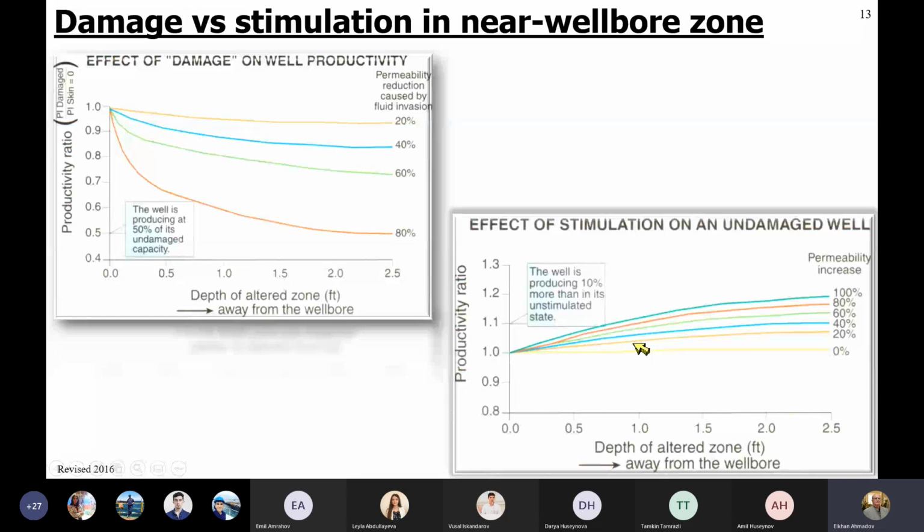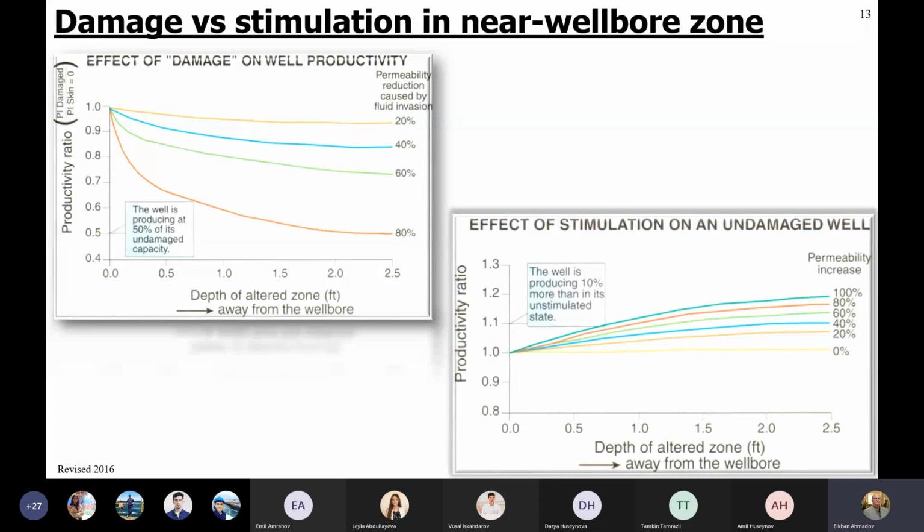And if we increase permeability by twice, then we may get maybe 10 or 12% increase in the productivity. Okay, so that means the same amount of damage affects the well productivity much more than the same amount of stimulation.